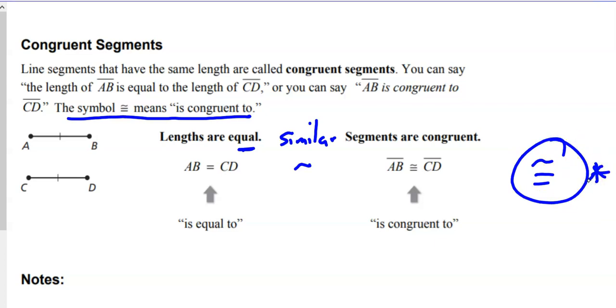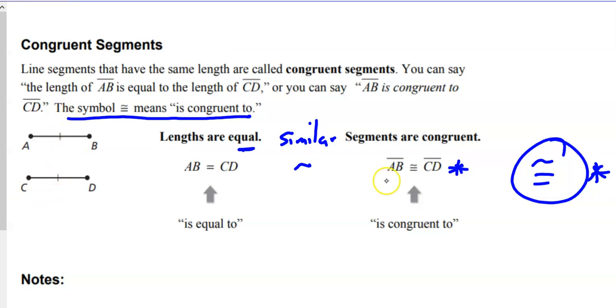This means segments are congruent. Equal means the lengths are the same. Similar means they're the same object. So in this case, we're talking about segments. If you see something like this, which says AB is congruent to CD, these two segments, they're referring to these. Notice there's a little mark on each of those.